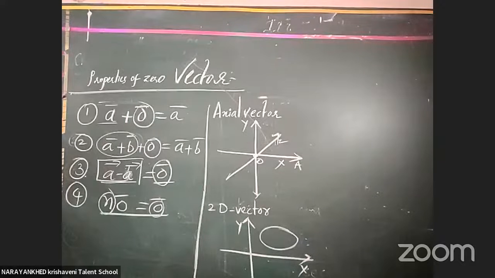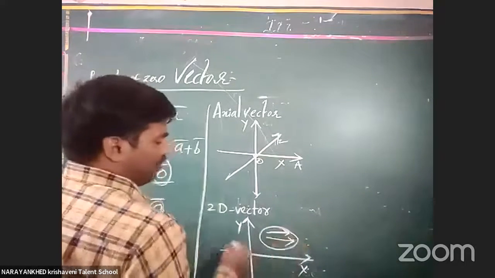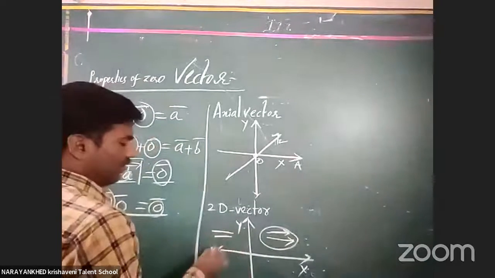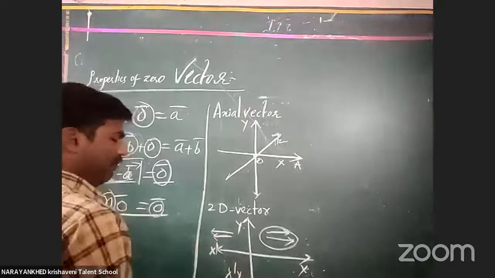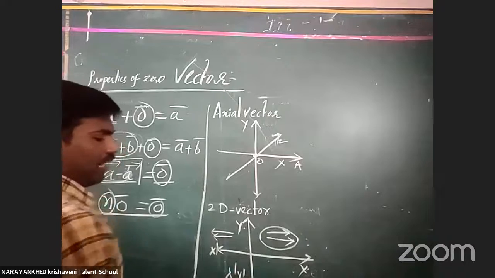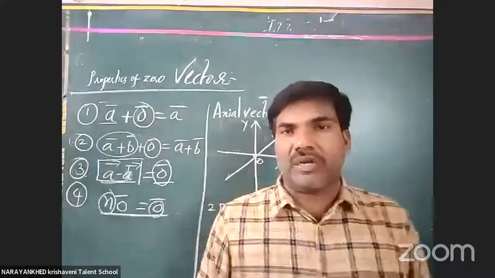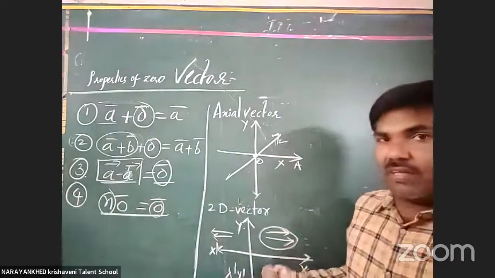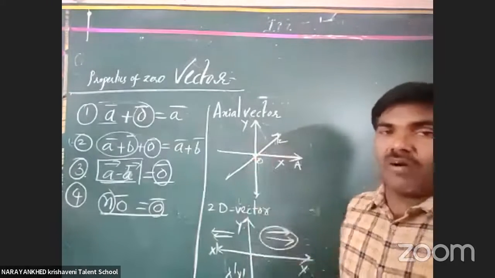This is also called a plane vector. When you take plane vectors, they belong either to the XY plane, or the X dash Y plane, or the X Y dash plane. Such vectors are called 2D vectors. The vector which belongs to a plane, not along the axis, is called a 2D vector.